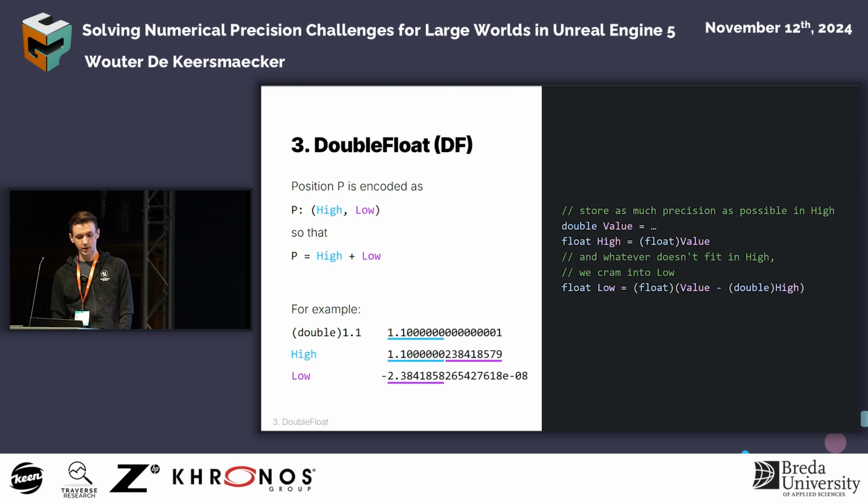And so if we take a double precision value, the idea is that we store as much of its precision as possible in the high float, and in that process we will incur rounding error, and so we take that rounding error and we just put it in the low float. And so if we know the rounded value and the error, we can recombine those to the high precision value.